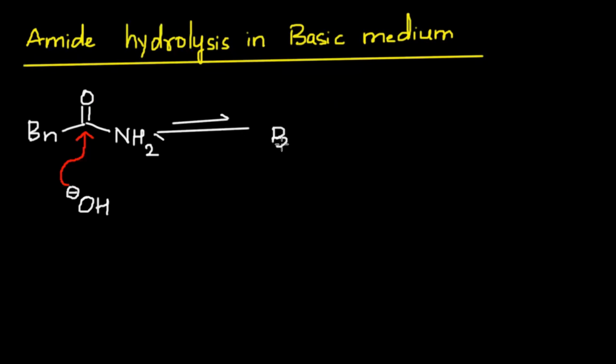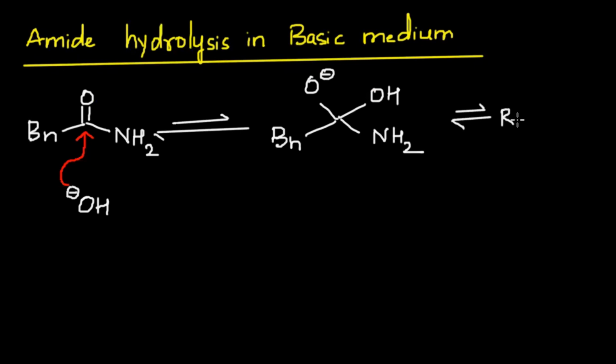So most of the time the hydroxide group, that is this group, is lost again, giving us back the starting materials which we do not want. Nonetheless, at very high temperature, amides are slowly hydrolyzed by concentrated base.